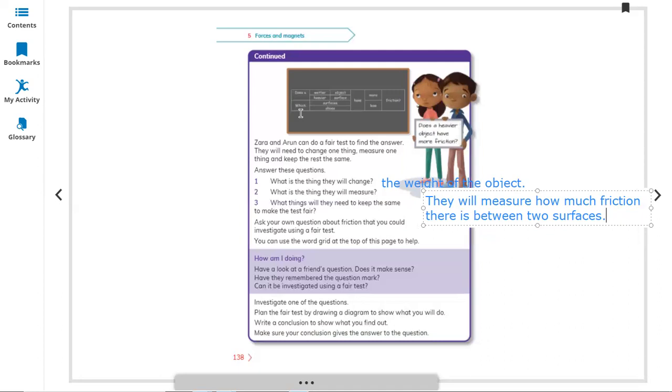Question number three. What things will they need to keep the same to make the test fair? As I said before, if you want to make a fair test, you just change one thing and the others should be similar. So you just change the weight, and the others are similar. They will need the same surface, make sure it is always dry, and use the same object. They can use the same object while changing the weight by adding extra masses on top of the object as they drag it along the surface.